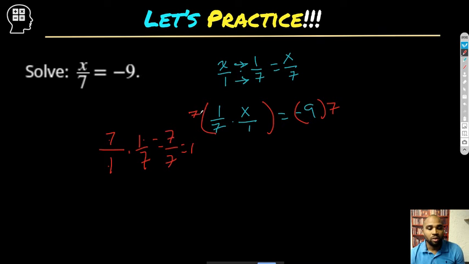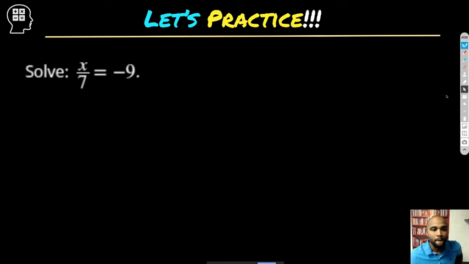So when I do this calculation here, 7 times 1/7, 7 times 1/7, this is just going to cross out to give me 1. And now I'm just left with x equals -9 times 7, which is -63. And we can go back and test that, right? We can say -63 divided by 7. Does that equal -9? Yes, it sure does. So that's what the thinking is when you see problems like this.